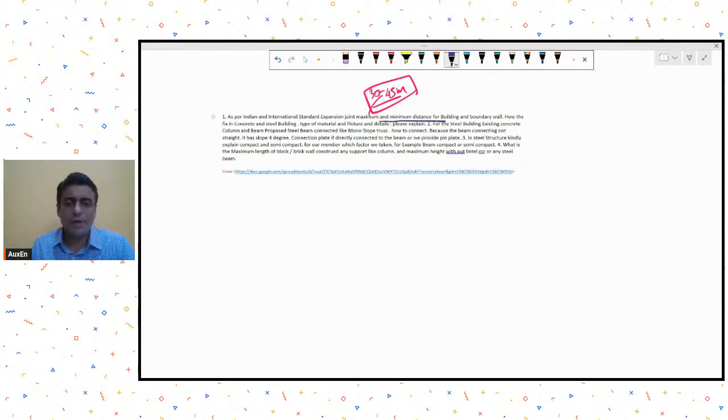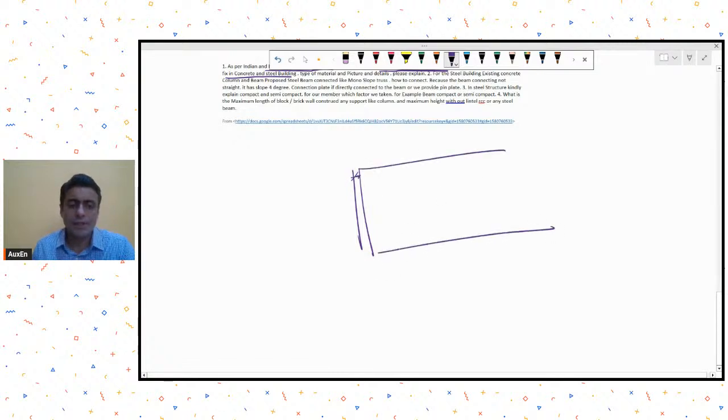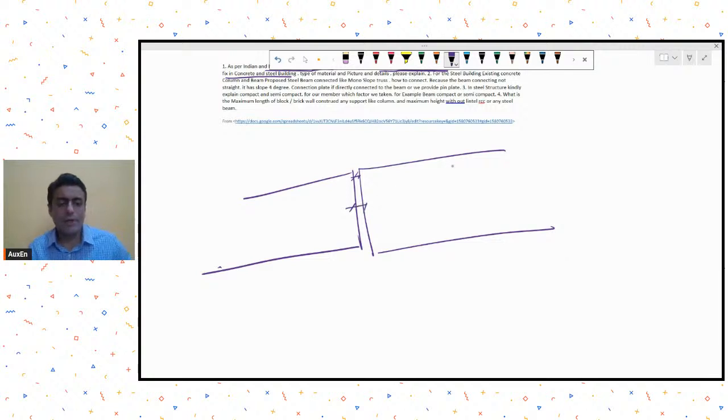As per international, how to fix in concrete and steel building. So expansion joint means an expansion joint, so there will be a physical gap between two objects. That is what is meant by expansion joint. And how do you calculate this? As per the thermal movement, you will calculate this expansion joint gap. Okay.